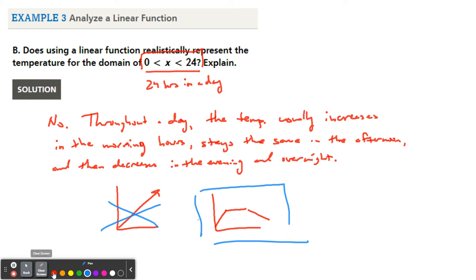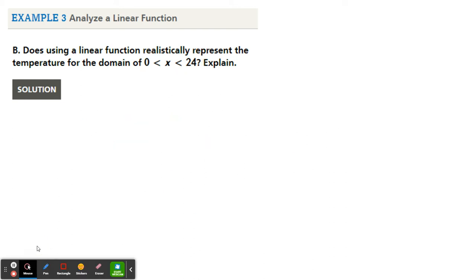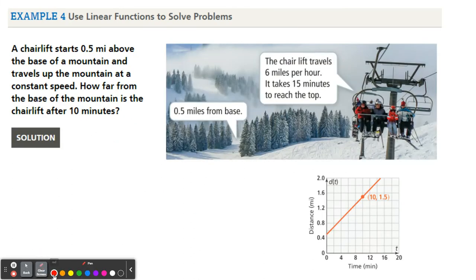Okay, I've got one more word problem here. Again, they're very important. It's a great way to represent things using functions. So it says a chairlift starts 0.5 miles above the base of a mountain and travels up the mountain at a constant speed. How far from the base of the mountain is the chairlift after 10 minutes?